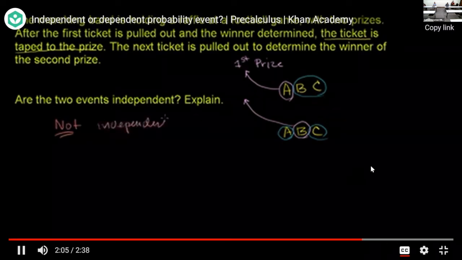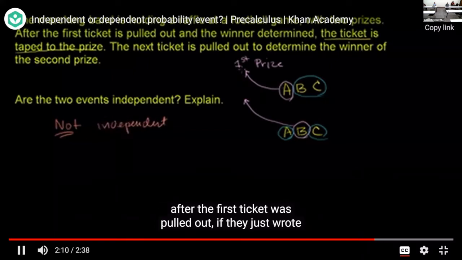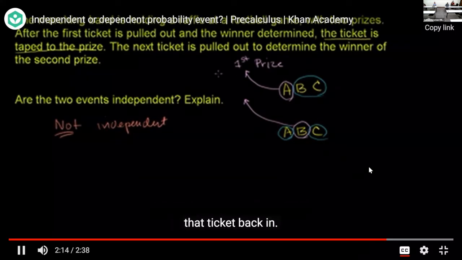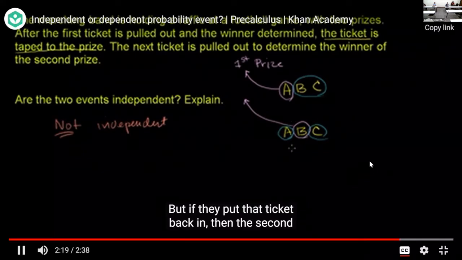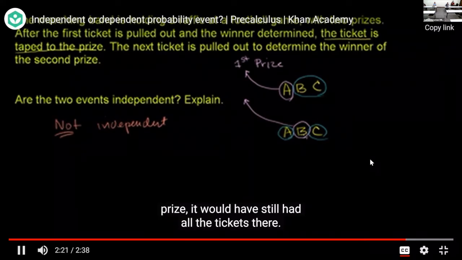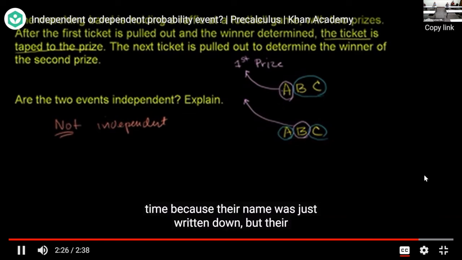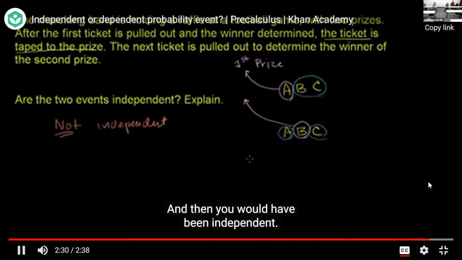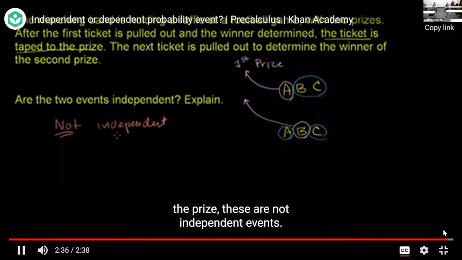The way that we could have made them independent is after the first ticket was pulled out, if they just wrote down the name or something, and then put that ticket back in. Instead, they taped it to the prize. But if they put that ticket back in, then the second prize would still have had all the tickets there. It wouldn't have mattered who was picked the first time because their name was just written down, but their ticket was put back in, and then the events would have been independent. So if you replace the ticket, they would be independent. But since they didn't replace the ticket, they taped it to the prize. These are not independent events.